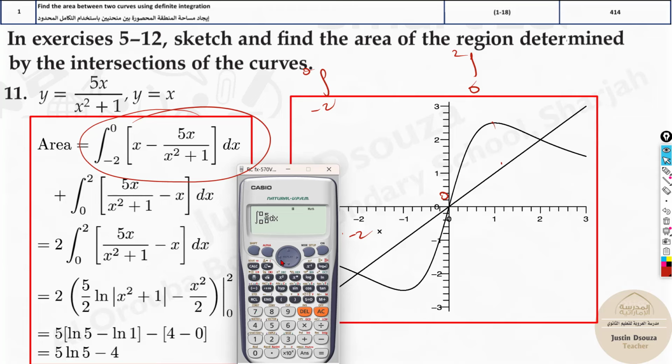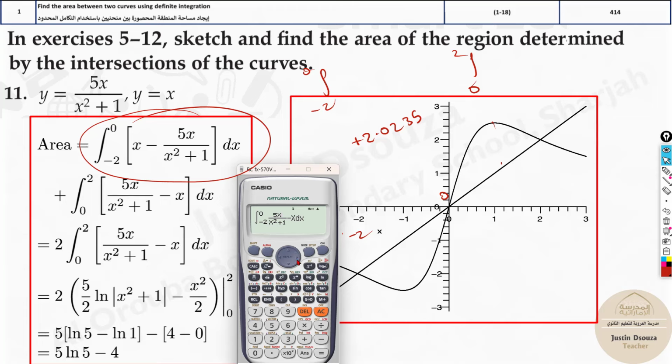I'll just type 5x divided by x squared plus 1, and then we will have to subtract the other equation, that is x. And what are the limits? The limits are from -2 to 0. Over here, what is the answer we are getting? We are getting negative, but it doesn't matter. This is the correct answer only. Just take the value. So the first answer is, let's take the value only, plus 0.0235.